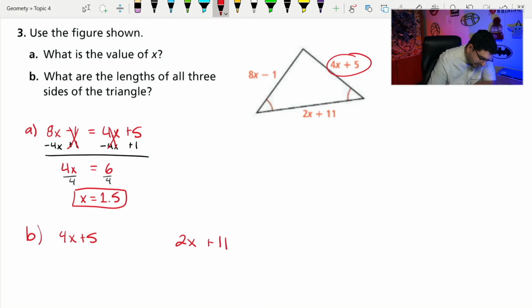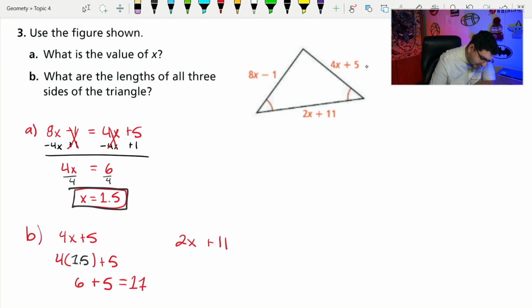First, plugging it into 4x plus 5, we would get 4 times, again, now what we're doing is taking this 1.5 here and plugging it in, plus 5. 4 times 1.5 would be 6, plus 5 would equal 11. So now I just found out that this side actually equals 11, which means this side also has to be 11.